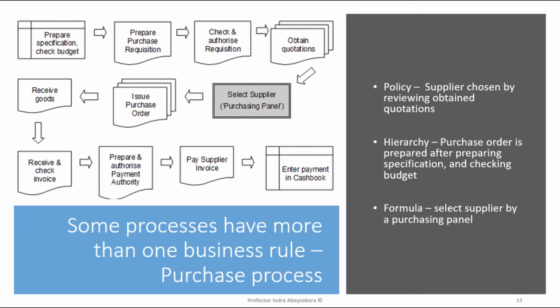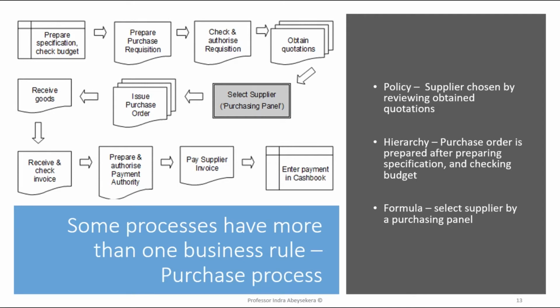Then quotations are obtained from suppliers, and a supplier is selected based on a purchasing panel or approved set of suppliers in the enterprise. Issue the purchase order to the selected supplier, and they receive goods from the supplier. Once goods are received, they are checked against the invoice received from the supplier, and then prepare the payment for the supplier, authorize that payment, and then pay the supplier for that invoice. And that payment is recorded in the account, in the cash book.